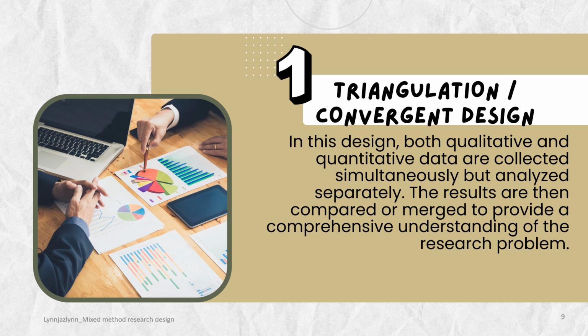The first type in the mixed method study design is triangulation. It is also known as a convergent design. In this design, both qualitative and quantitative data are collected simultaneously, but the data are analyzed separately, and then the results will be compared or merged to provide a comprehensive understanding of a research problem.